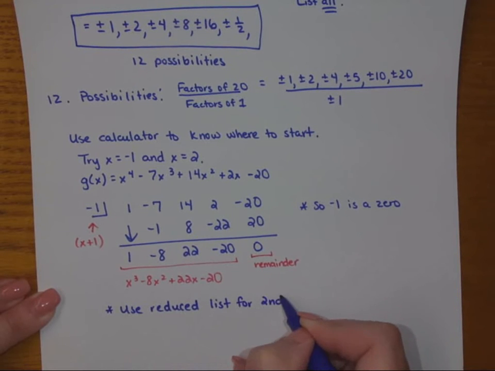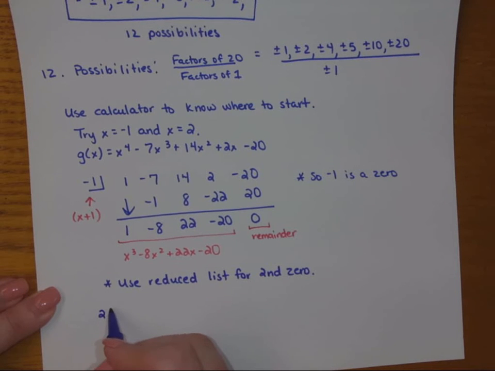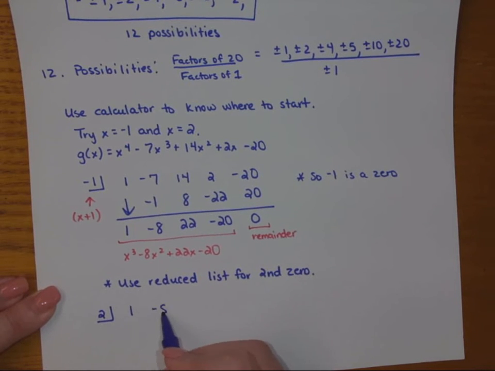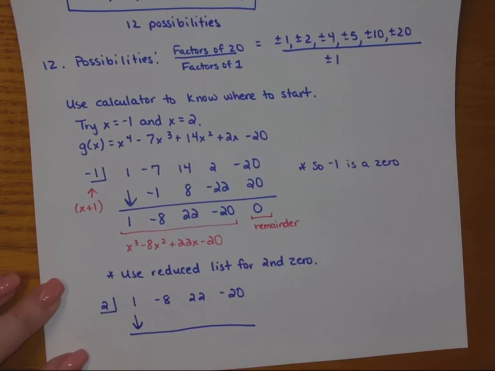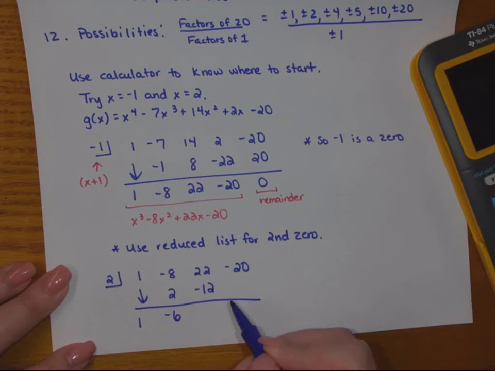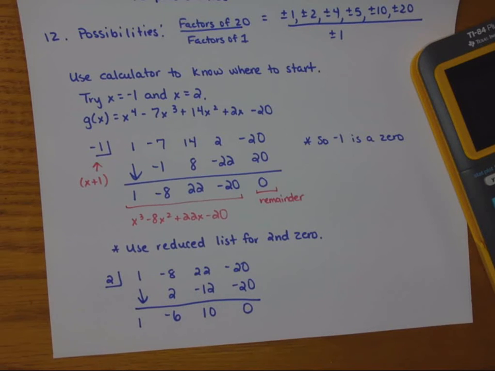For the second 0. So when I go to try 2, which I also figured on my calculator was right, we're going to use these numbers. So 1, -8, 22, and -20. Because the point is actually to slowly reduce the equation as I go. So bring down the 1. 1 times 2 is 2. Add that and you get -6. -6 times 2 is -12. Add that and you get -20, which is 0.